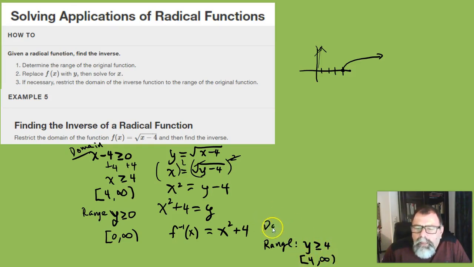And then the domain is the range of this original one. So that's going to be x greater than or equal to 0. So you can only use x's that are greater than or equal to 0 in here. And again, interval notation 0 to infinity. Okay? So you have to look at the domain and range of the original function, and you're going to switch those for the domain and range for the inverse function.